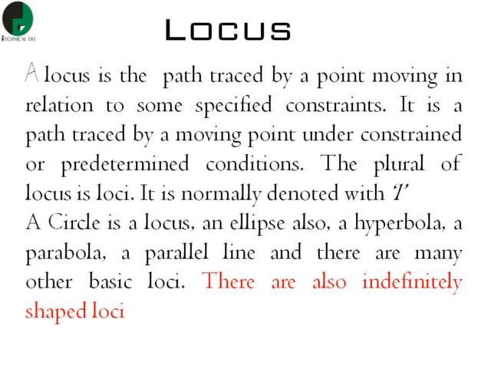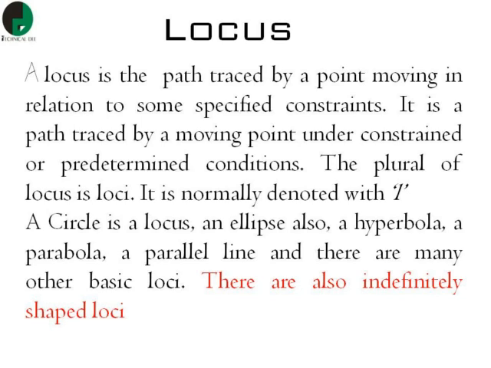The locus is the path traced by a point moving in relation to some specified coordinates. It is a path traced by a point moving under predetermined conditions, that is, a moving point that is guided by rules or forces. When you trace that point, the path it moves along is the locus. The plural of locus is loci, and the locus is normally denoted with an L.